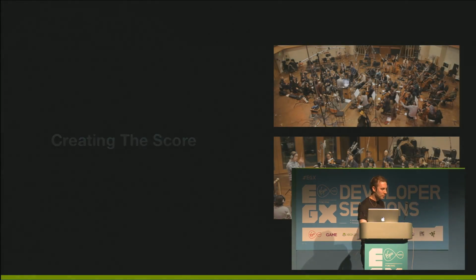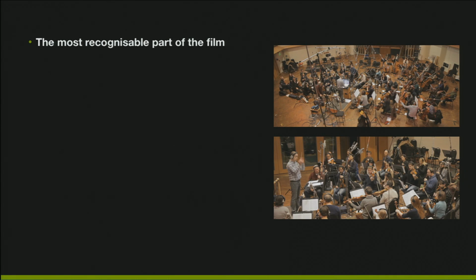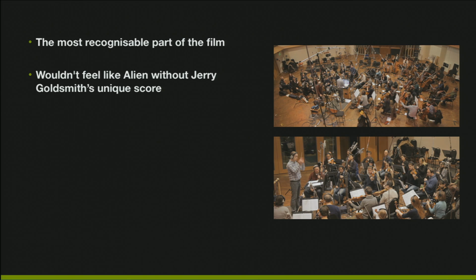So, moving on to the score. One of the most recognizable parts of the film, audibly, is definitely the score. Jerry Goldsmith's original 1979 score is very unique to the film, and we knew when we were making an Alien experience that we were going to have to license or try and license that score, and I'm proud to say that we did.